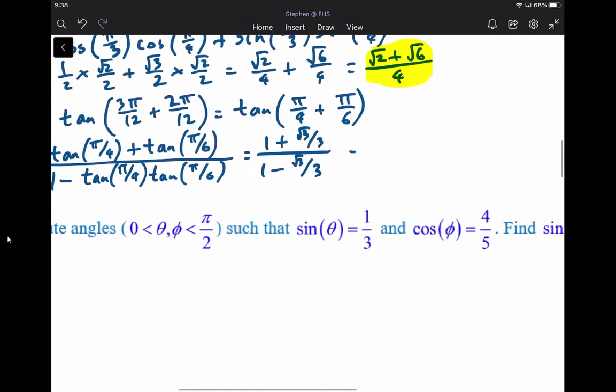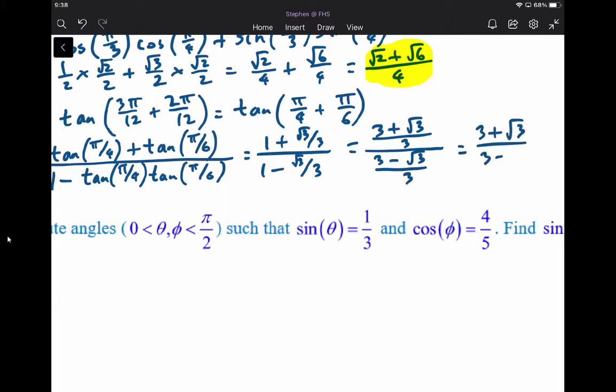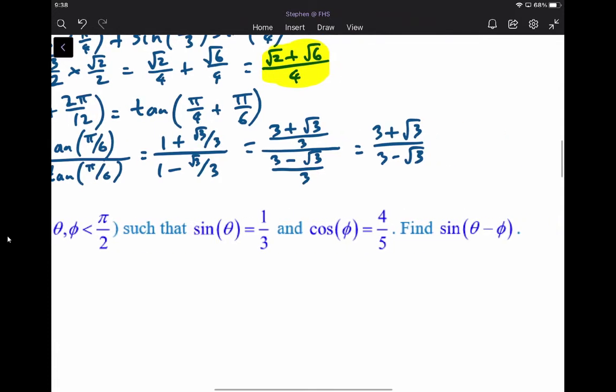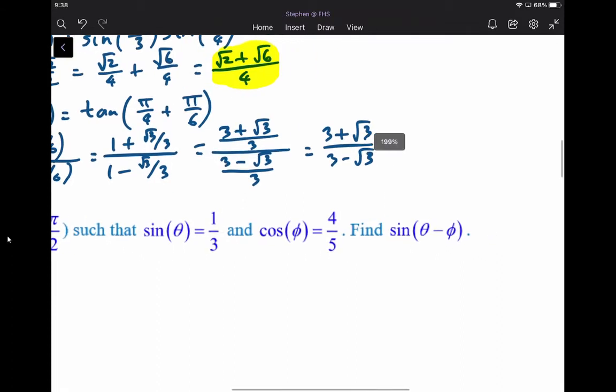Okay, so you can actually simplify that a bit more. We can write that as 3 plus root 3 all over 3 divided by 3 minus root 3 all over 3. So that's equal to 3 plus root 3 over 3 minus root 3. Now, if you prefer, you can, of course, rationalize the denominator for this one.